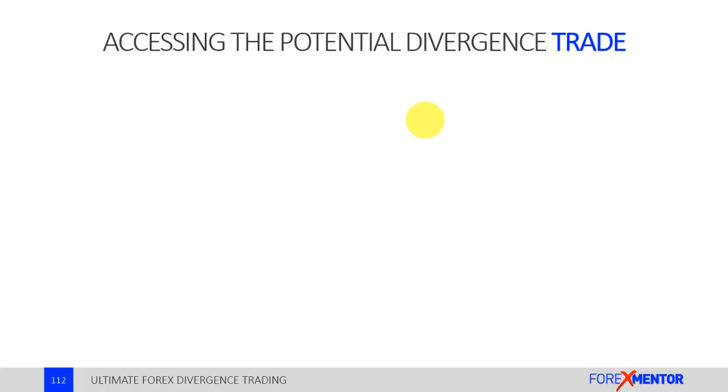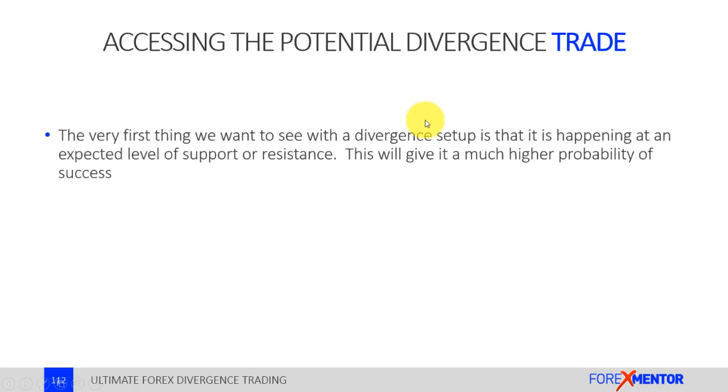The very first thing that we want to see with a divergence setup or any type of setup is that it's happening at an expected level of support or resistance. Okay, this is going to give us a much higher probability of success. And again, this is for divergence setups or any type of trading setup.